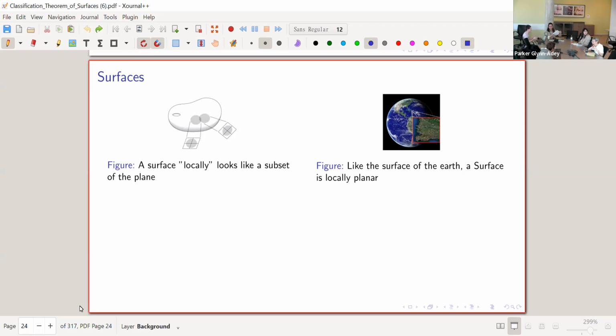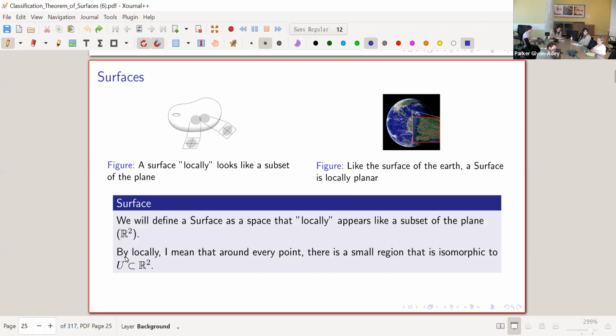globally flat. But the difference between a surface and a plane is that locally it's flat, but globally the structures might be much different. So yeah, here's the definition I just went over.